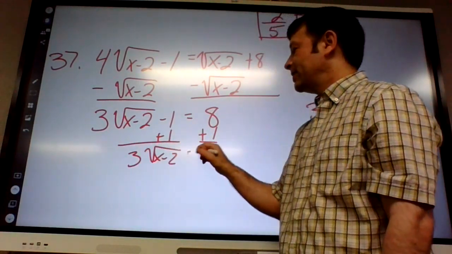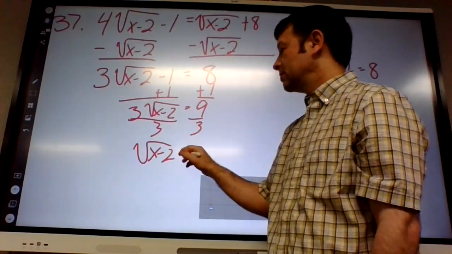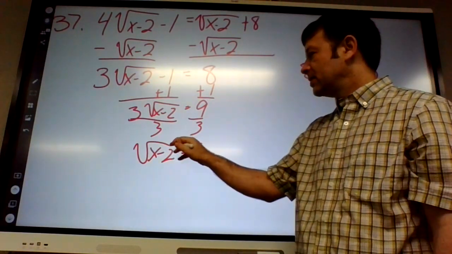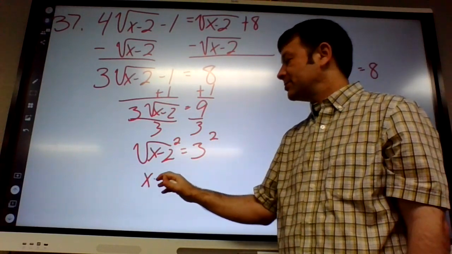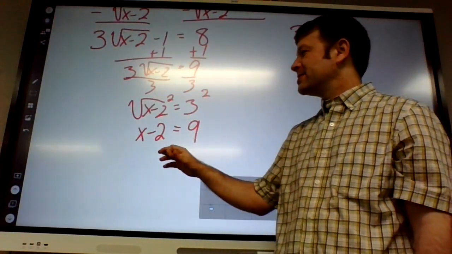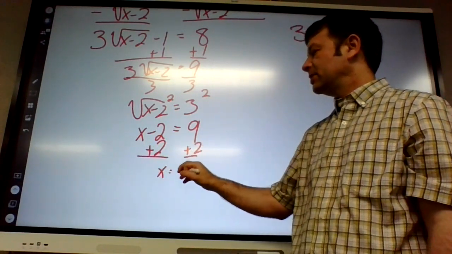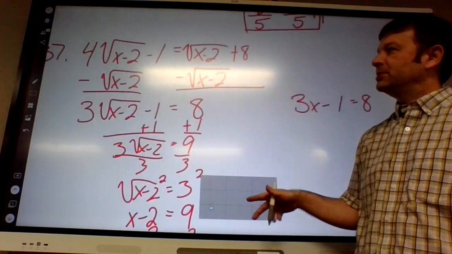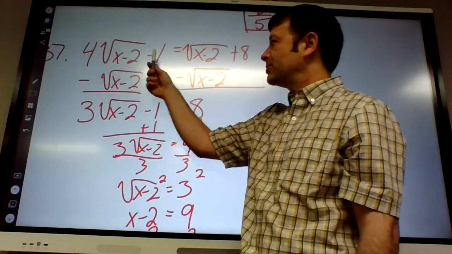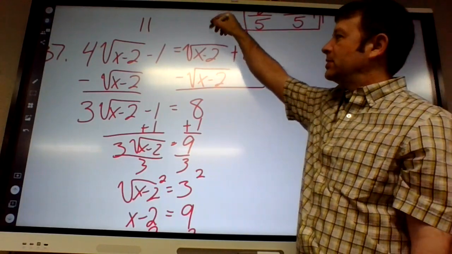We're going to do it one step at a time, quickly. Okay. Square. So we get x minus 2 equals 9. You square, the square root goes away. So x is 11. Does that work in this answer? Should. 11 minus 2 is 9. Square root of 9 is 3. Times 4 is 12. Minus 1 is 11. 11 minus 2 is 9. Square root of 9 is 3. Plus 8 is 11. Yeah, it does work.